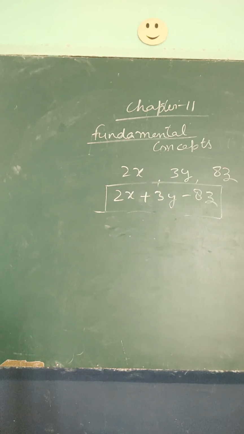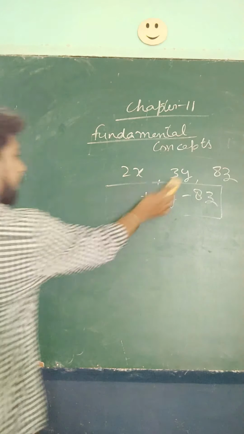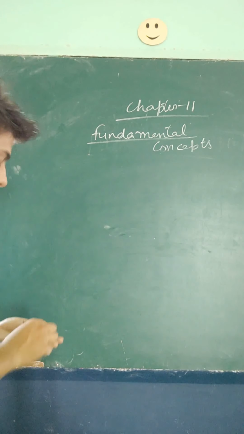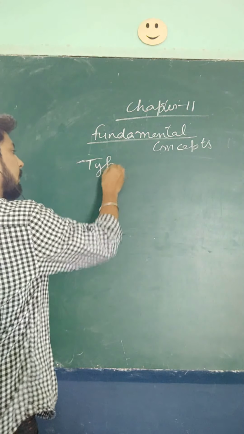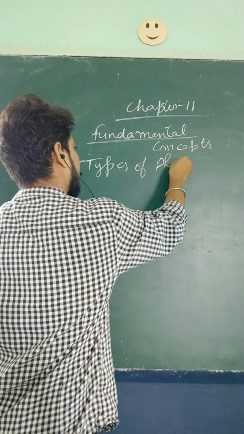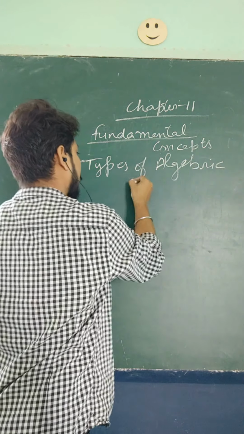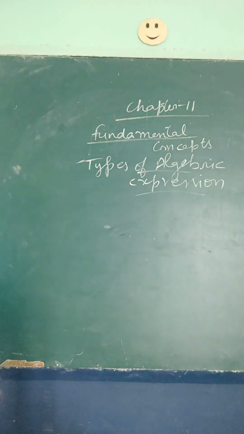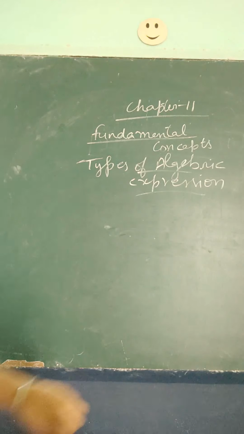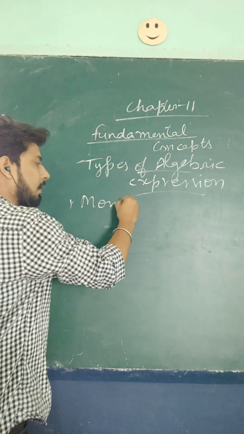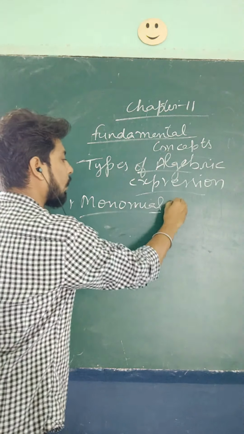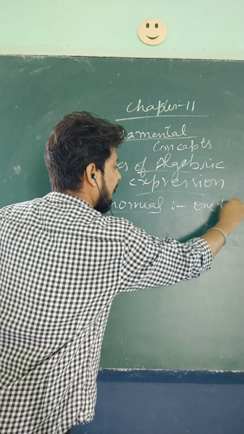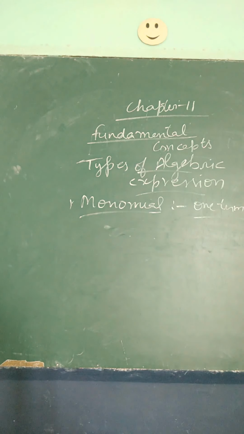The next part is the types of algebraic expression. So we will consider the types of algebraic expression. In the types of algebraic expression, we have the monomial, binomial, trinomial, multinomial, and the polynomial. First, consider the monomial. A monomial means an algebraic expression having only one term.